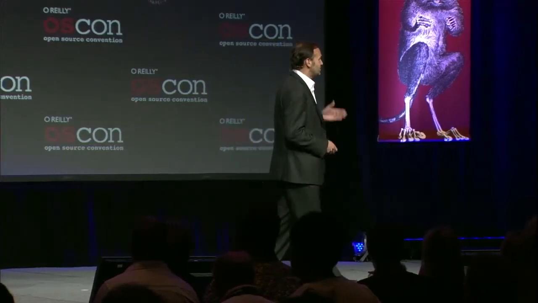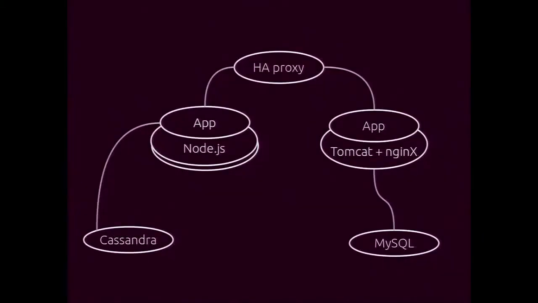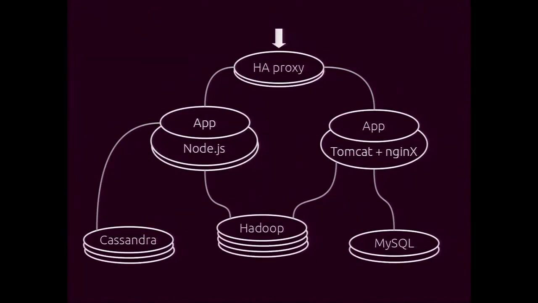It's a Node.js app, which you want to scale out, because that's the point. You're doing a bit of service-oriented architecture. So you've got two apps. One's kind of old school on Tomcat. That's got MySQL. The other one's Cassandra. Both of them sending click trails to Hadoop. And you want to scale the whole lot out, because that's the point.